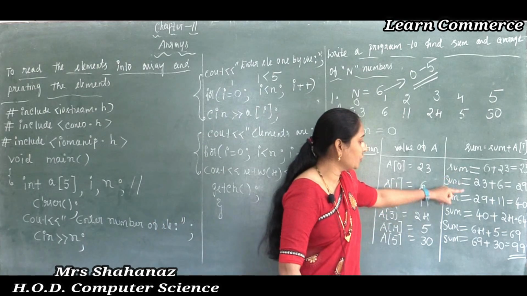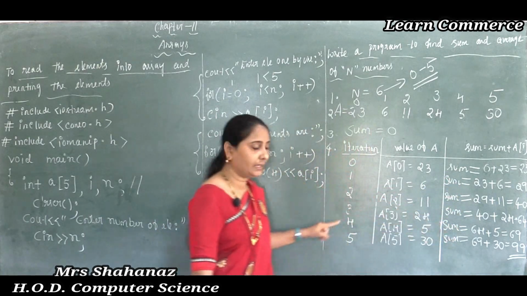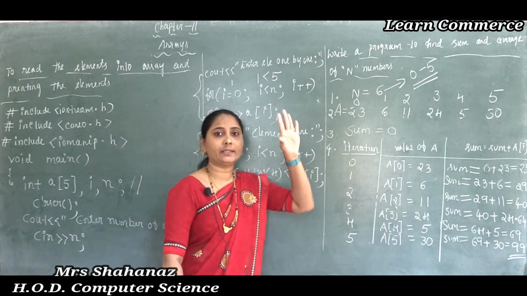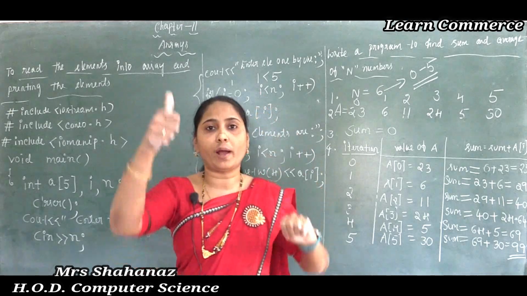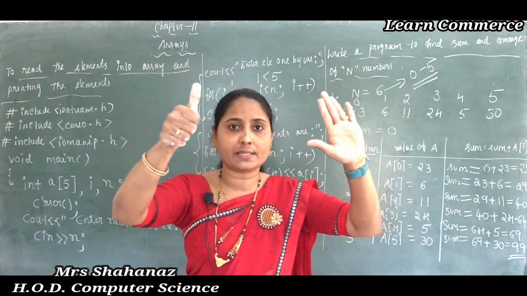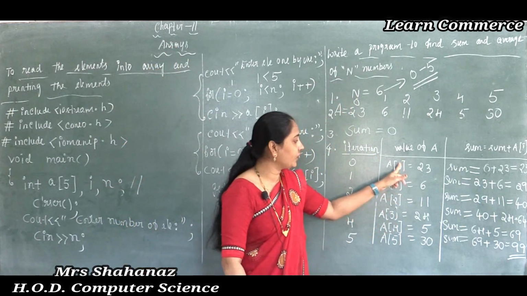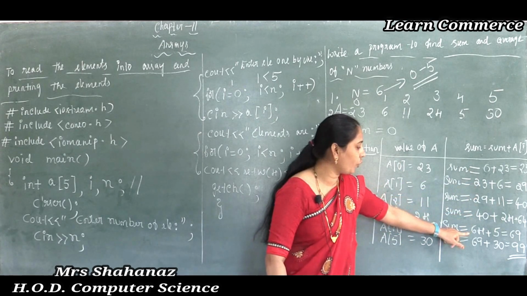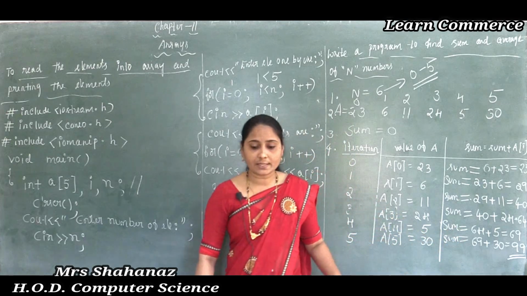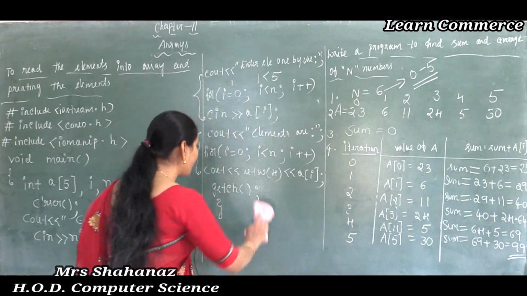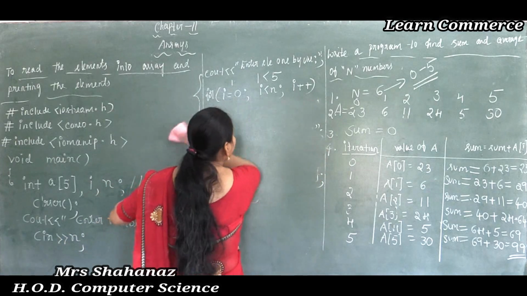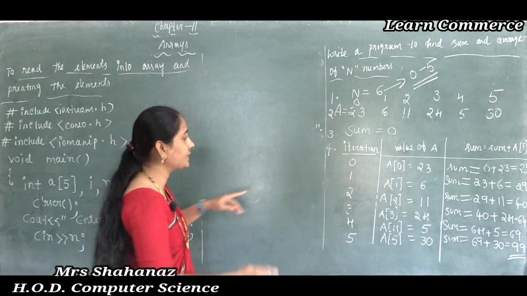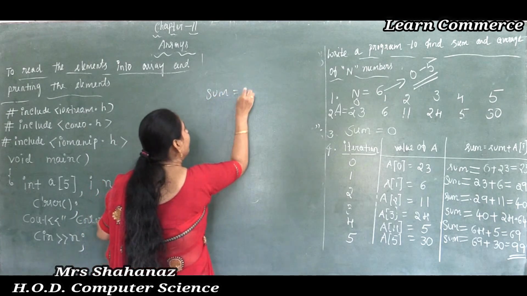So 0 1 2 3 4 5, that means the iteration is going to run from 0 to 5, which is equal to 6. It starts at 0, then 0 1 2 3 4 5. Total number of elements is 6 here. When you count 0 1 2 3 4 5, here also 0 1 2 3 4 and 5. So we can say that while making this solution, the sum answer is equal to 99.